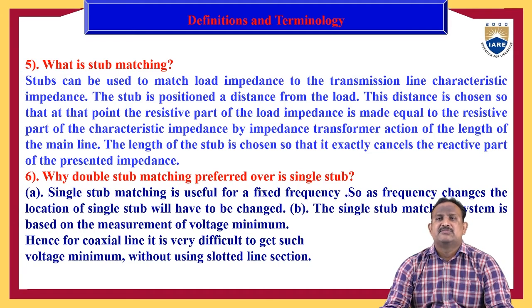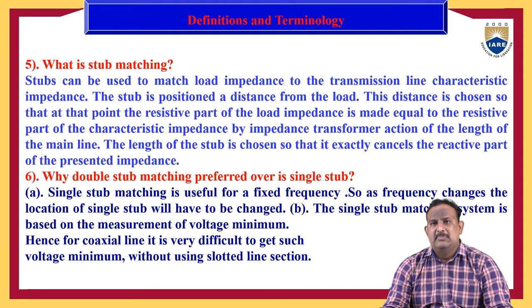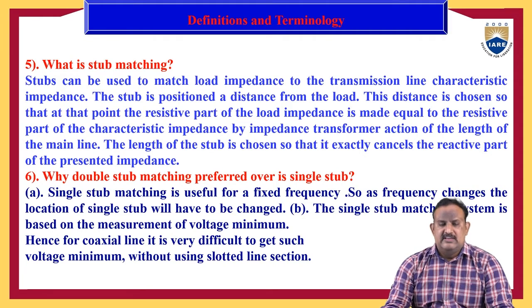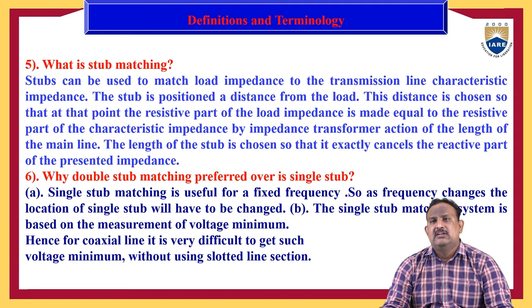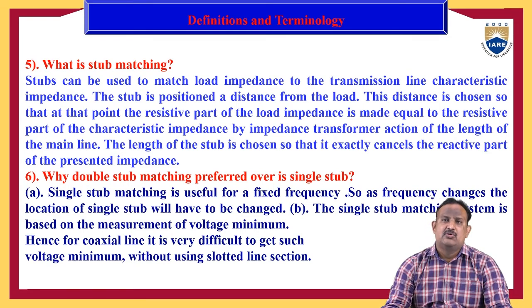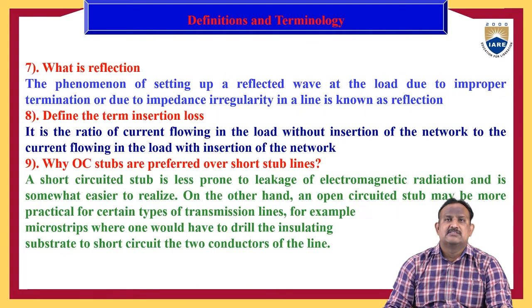So why is double stub matching preferred over single stub matching? Single stub matching is useful for a fixed frequency only. As the frequency changes, the location of the single stub will have to be changed. The other disadvantage is that single stub matching is based on the measurement of voltage minimum. Hence for a coaxial line, it is very difficult to get such a voltage minimum without using a slotted line section. These are the two disadvantages of single stub matching. Because of these two disadvantages, we choose double stub matching for all practical applications.